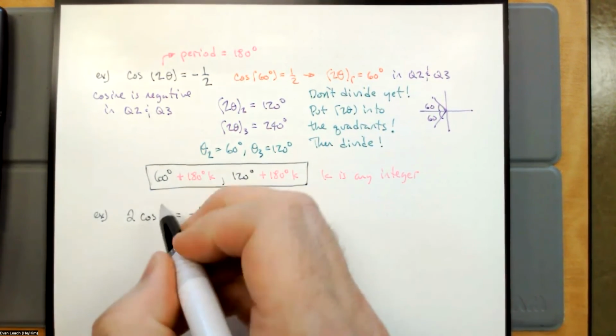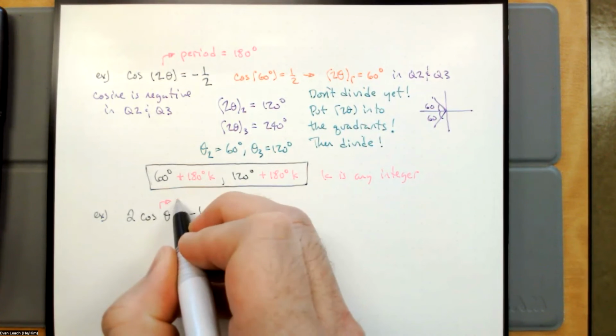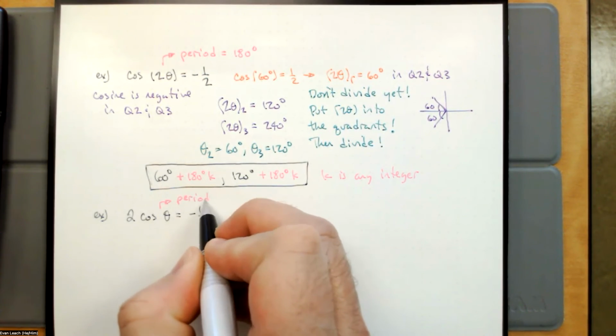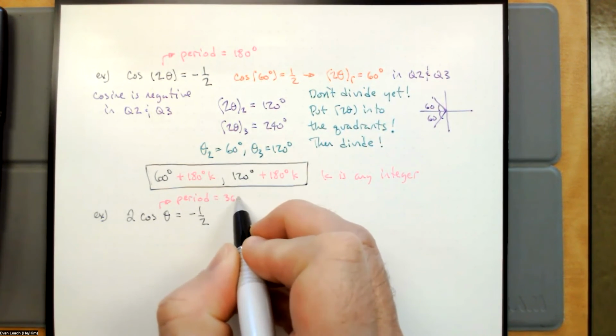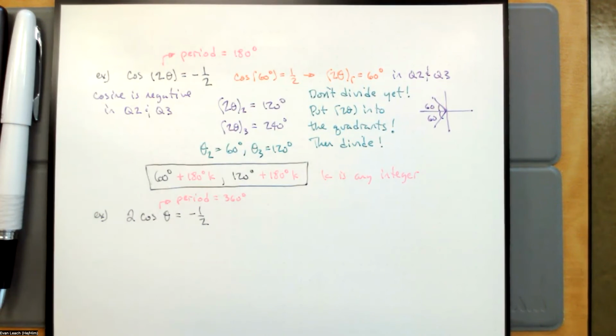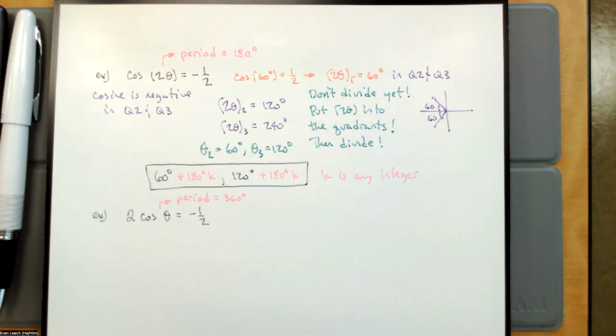So here I've gone back to just theta. The first thing that we'll notice is that the period is back up to 360 degrees. And I've changed the order of the operations here. Instead of multiplying by 2 first, then applying cosine, I've done the cosine first, then applied the 2.